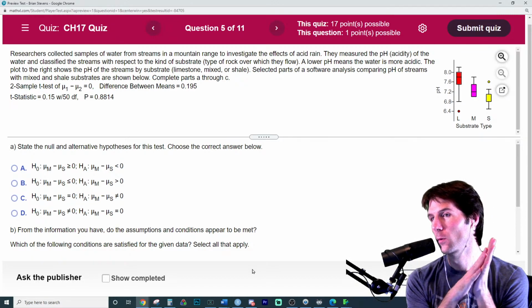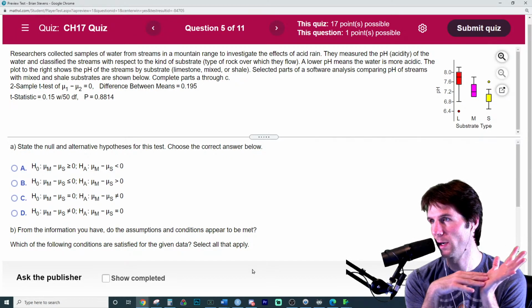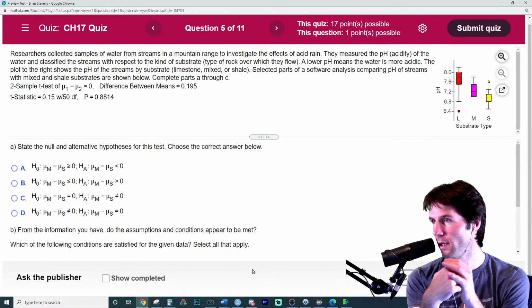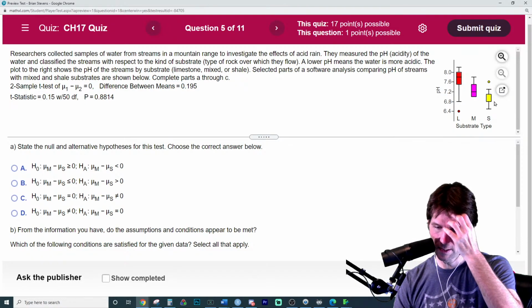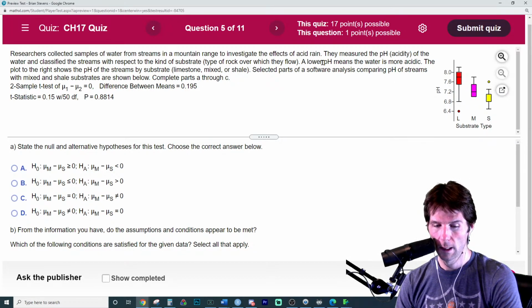Let's do it. A researcher collects samples of water from streams in a mountain range to investigate the effects of acid rain. They measured the pH, acidity, water classified, and so on. A lower pH means that the water is more acidic. So you're seeing more acidic water in this S sample than in the M and the L. A little bit of an outlier there.